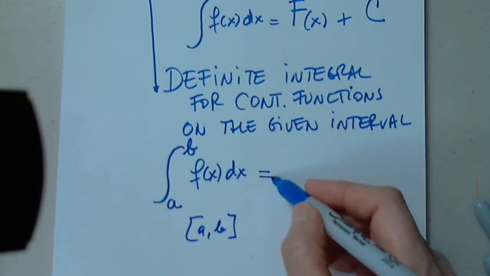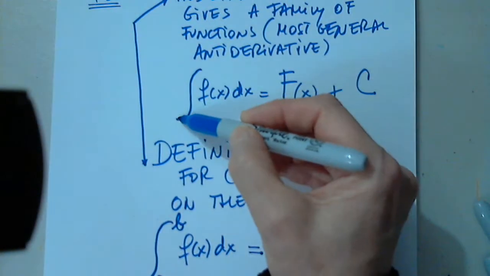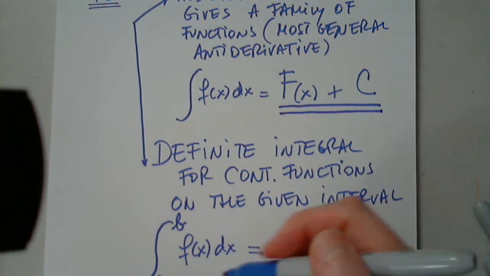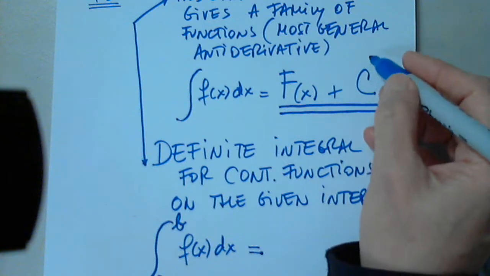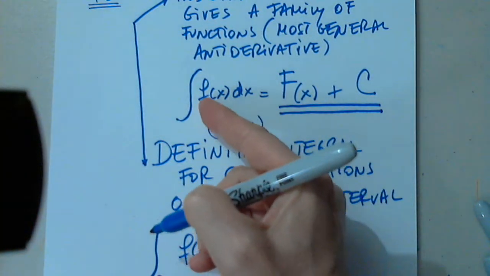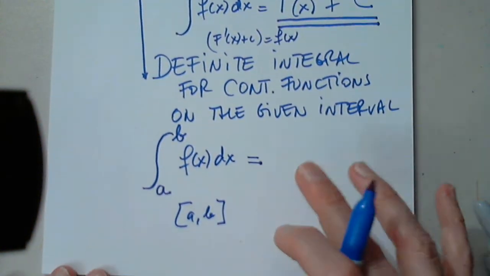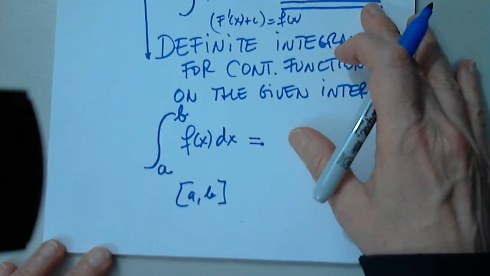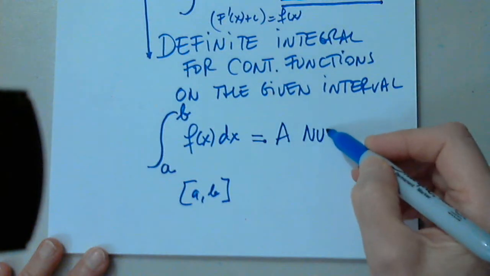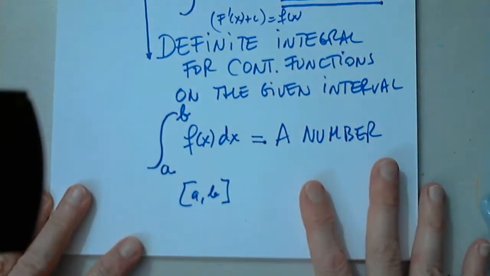And the answer for a definite integral, again, what was the answer for indefinite? A family of functions, many functions. How do I check this? I differentiate F of x plus c, and I have to recover f of x. So the answer is a function or a family of functions. Now, what is the answer here? A number. So that's one of the first differences.